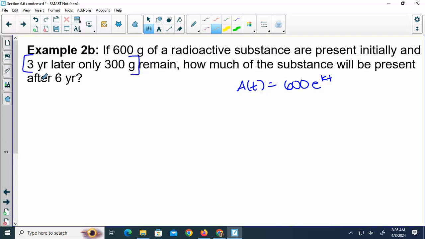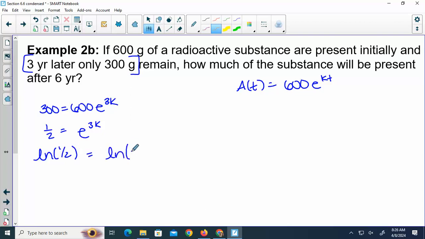Sometimes that 3 years is called the half-life. It's how long until you have half of what we started with, just as a side note. So we know we have 300 equals 600 e to the 3k power. Divide the 600. Then what did you do? Exponent comes down, the natural log of e is 1.